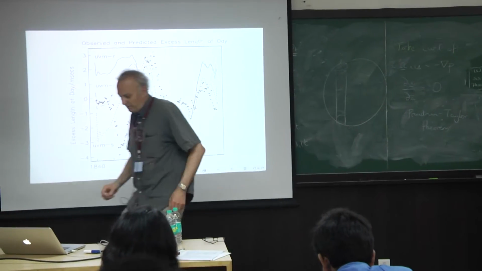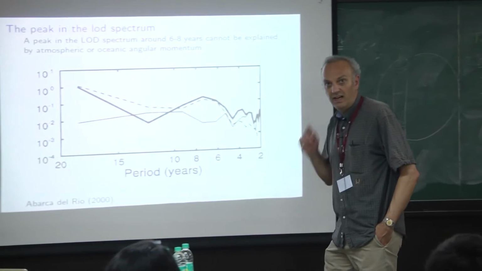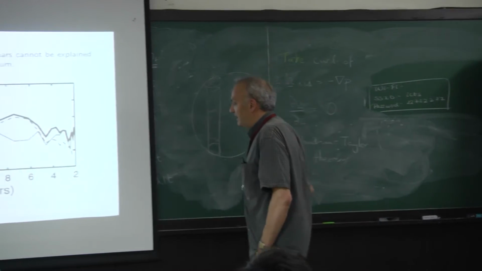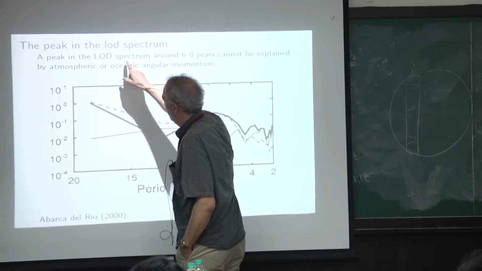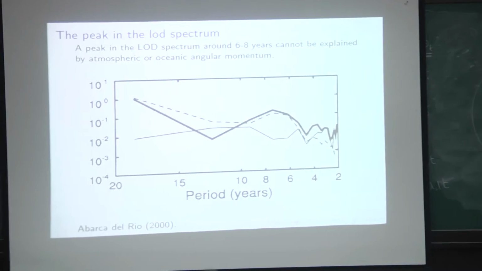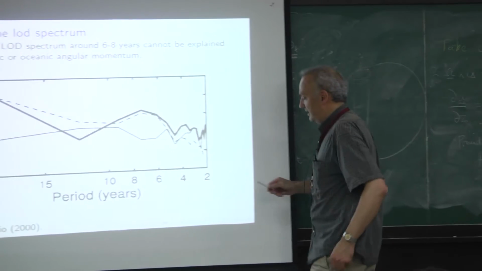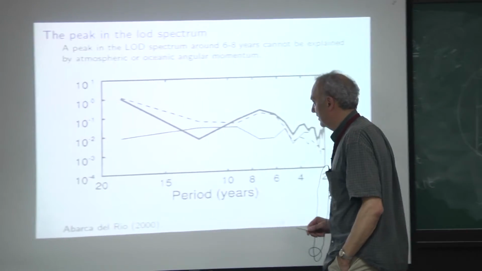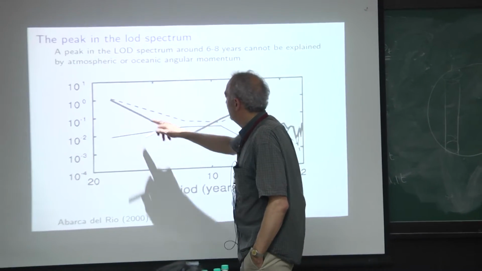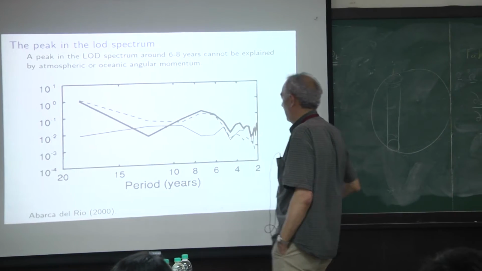Now, that's probably not the most impressive thing. The most impressive thing comes from looking at a slightly different wave band in the length of day. It comes from looking at the spectrum of the length of day. So let's take the length of day series and do a Fourier analysis and look at the power in the different period ranges. This was a very important paper, which came out in 2000, and what you have here is the observed power in the length of day signal, the solid black line.